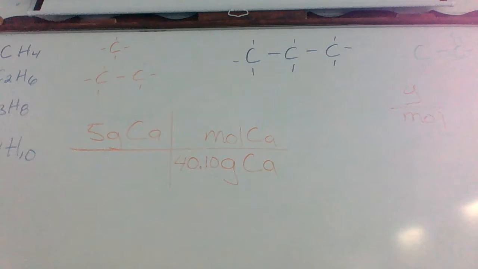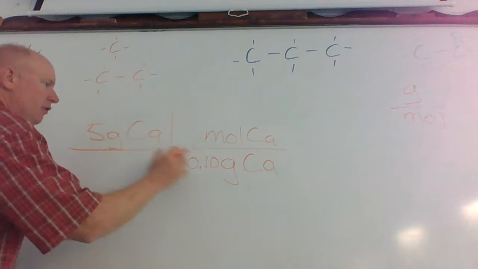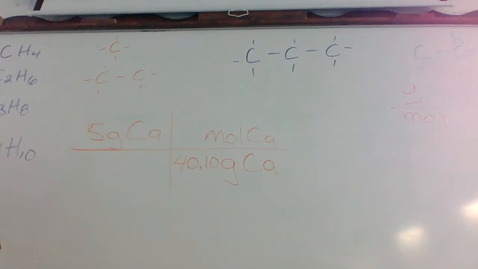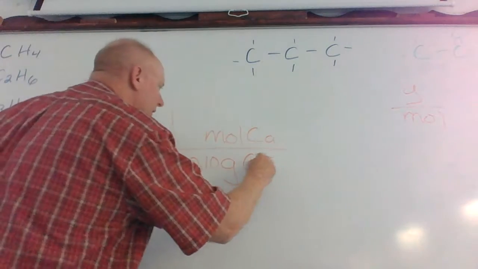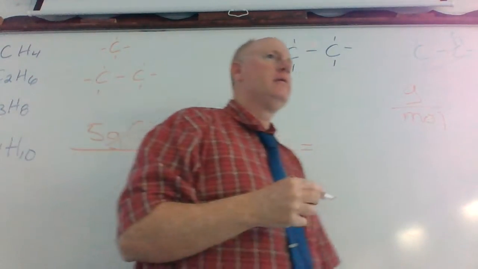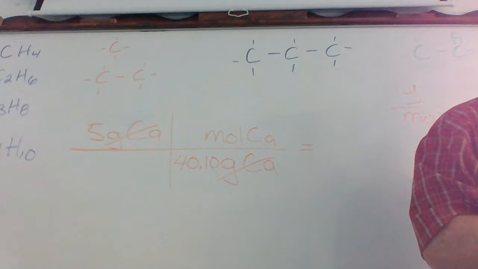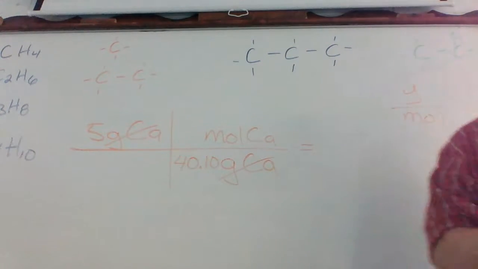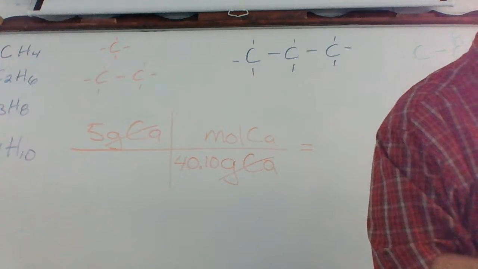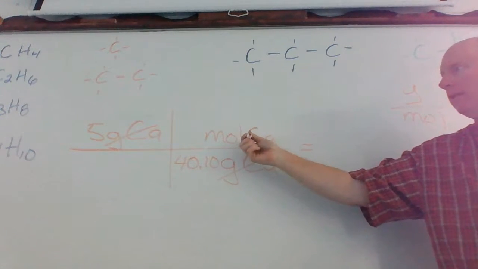Every time you get 40.10 grams of calcium, you would have 1 mole of that. So what happens to the label of these grams? They cancel each other. Cross them off. And we're left with what? Moles. And what did the question ask? It said, how many moles of calcium? So once we've got to this step, we know that we're done.